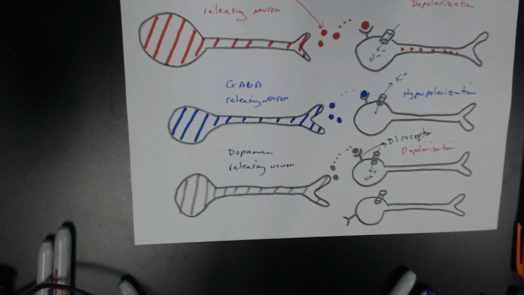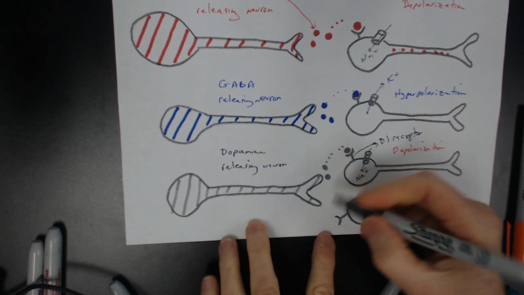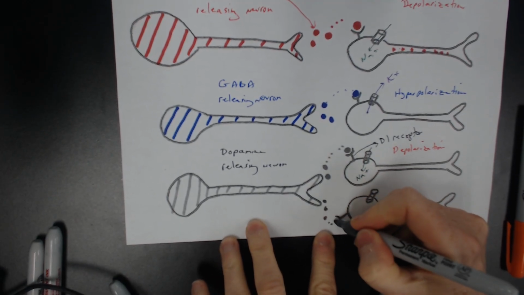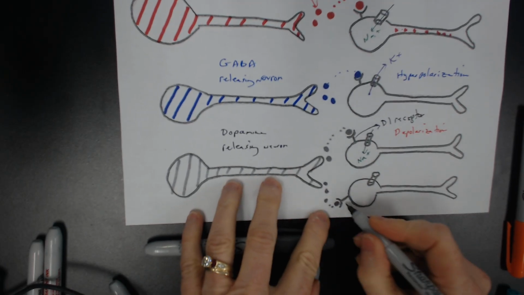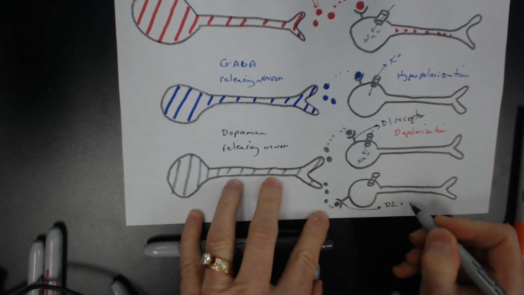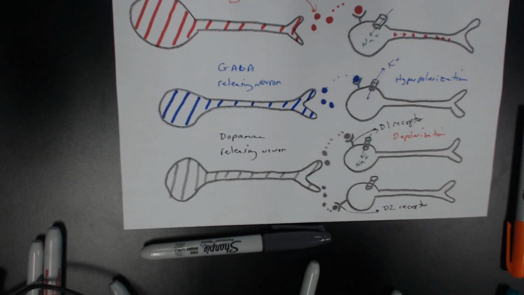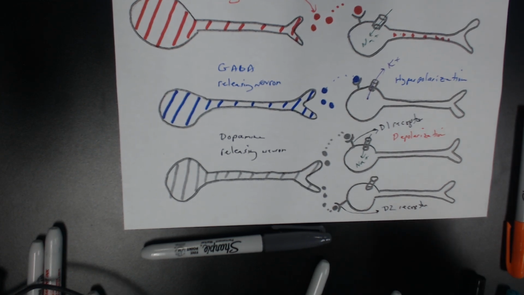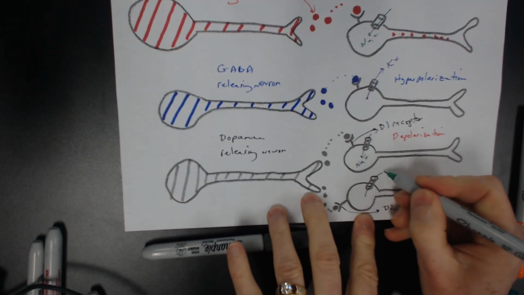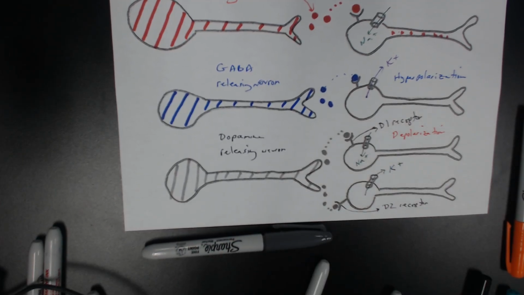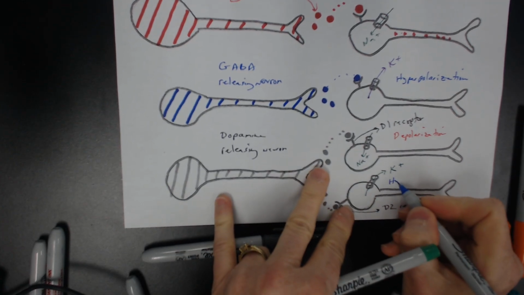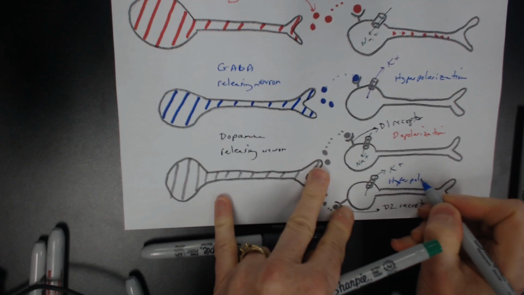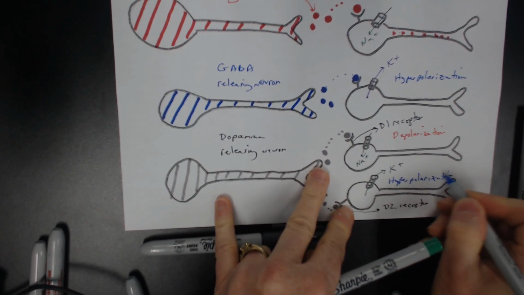And conversely, if dopamine is released and then binds to a D2 receptor, that D2 receptor is going to make dopamine inhibitory, causing the efflux of potassium out of the cell, resulting in hyperpolarization of the next neuron in sequence.